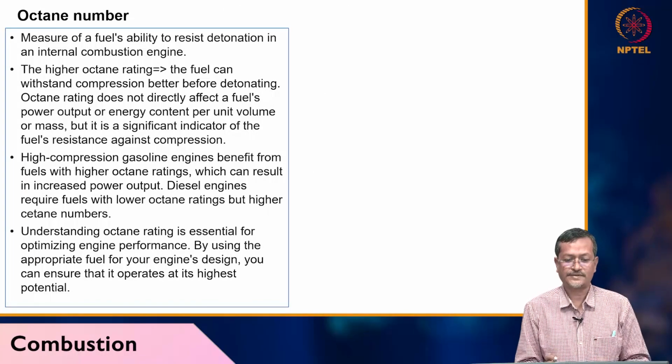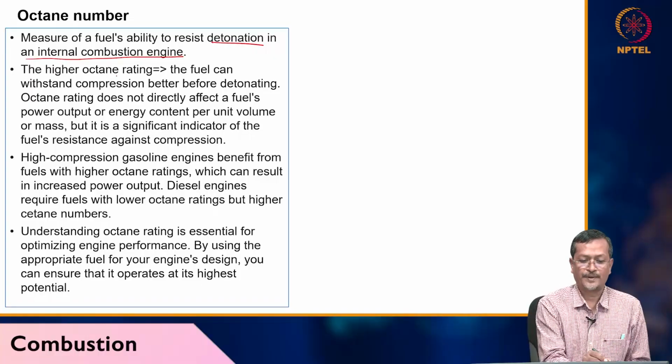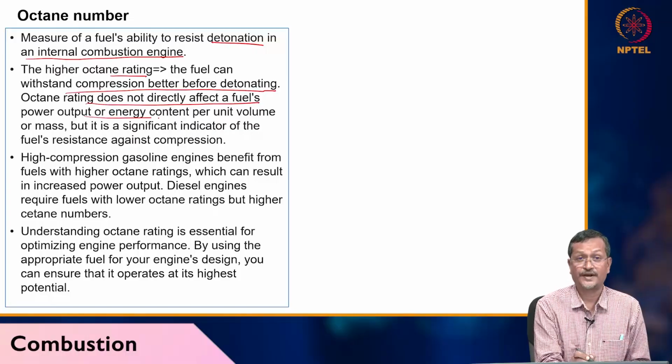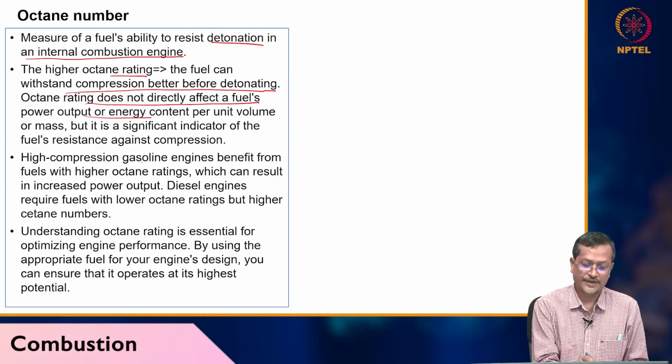The octane number of a fuel is its ability to resist detonation in an internal combustion engine. With a high octane rating, the fuel can withstand compression better before detonating. Octane rating does not directly affect fuel power output or energy content per unit volume or mass, but it is a significant indicator of the fuel's resistance against compression. During compression, it should not suddenly burn or create any burst. High compression gasoline engines benefit from fuel with a high octane rating, which can result in increased power output.